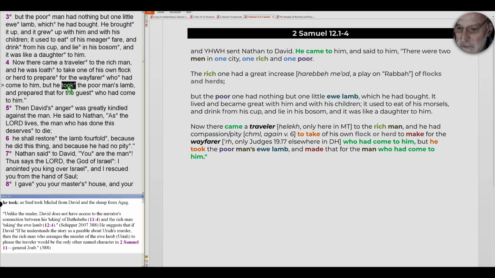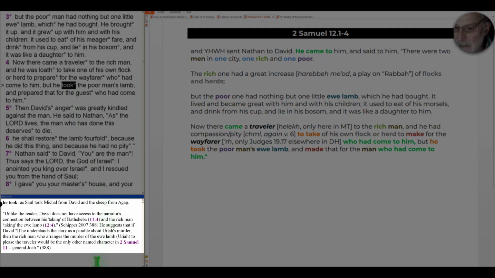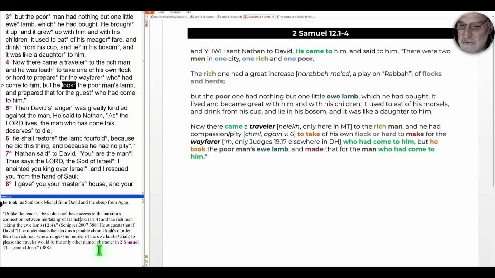But as my note below has, in his article, unlike the reader, David does not have access to the narrator's connection between his taking of Bathsheba in 11:4 and the rich man taking the ewe lamb here in 12:4. Schipper suggests that if David understands the story as a parable about Uriah's murder, then the rich man who arranges the murder of the ewe lamb, which would be Uriah, to please the traveler would be the only other named character in 2 Samuel 11, General Joab. Well, that's one way to look at it.